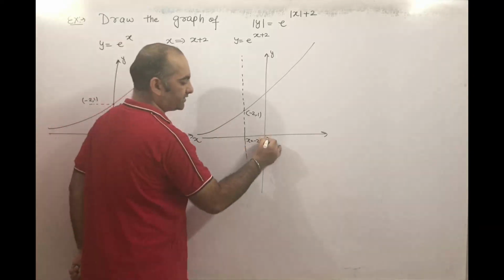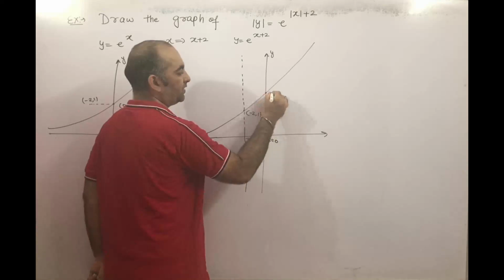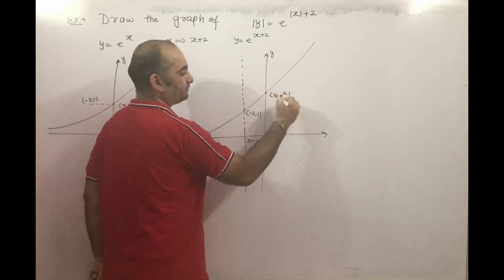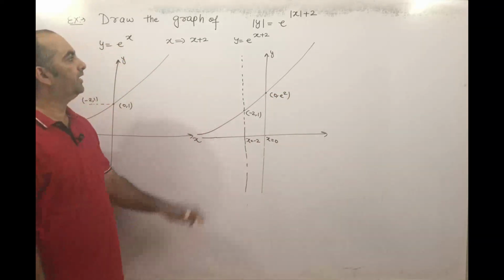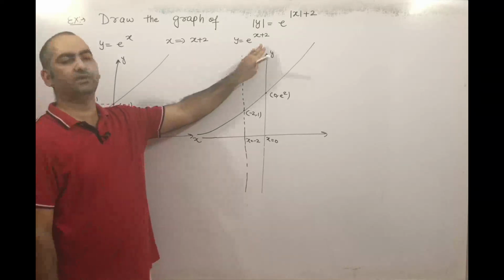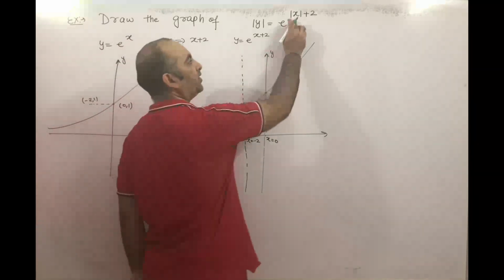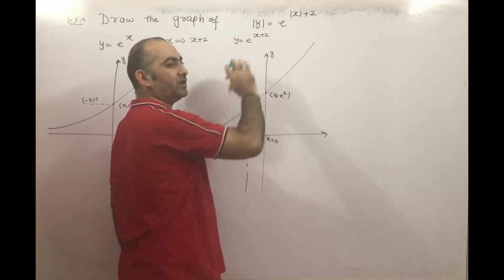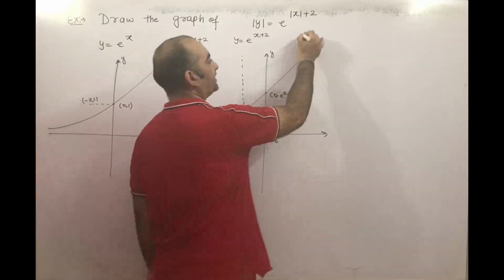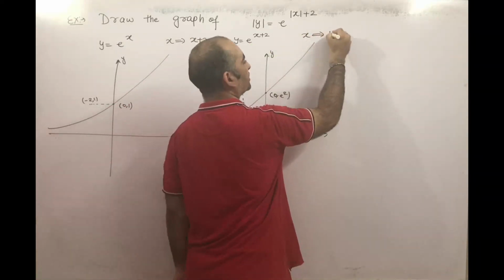Now here, if x equals 0, so this point will come at what? (0, e square). Next, x replaced by x plus 2, we got this one. Now what you will do? y equals e power modulus x plus 2. So instead of x, we use modulus x. So x is replaced with modulus of x.